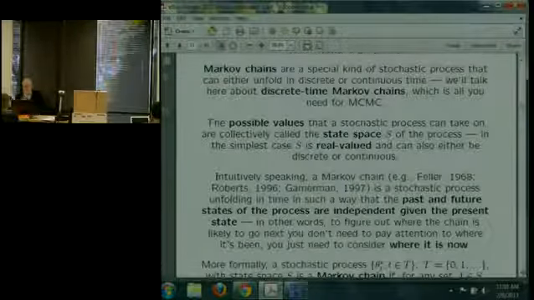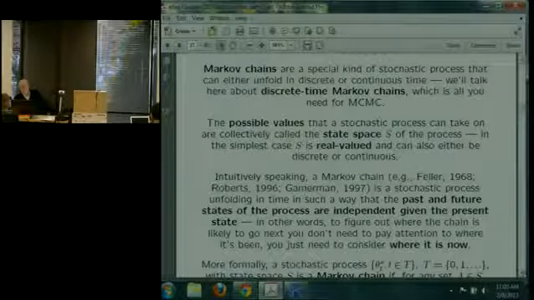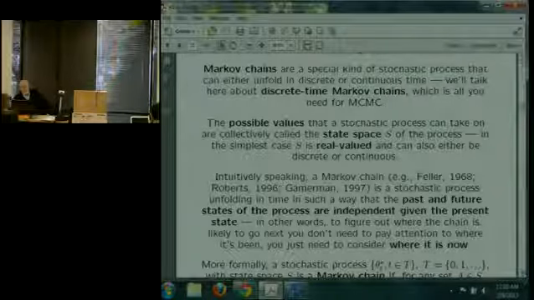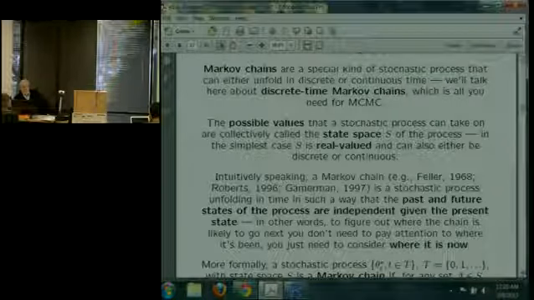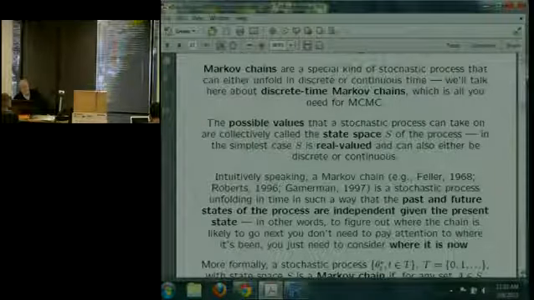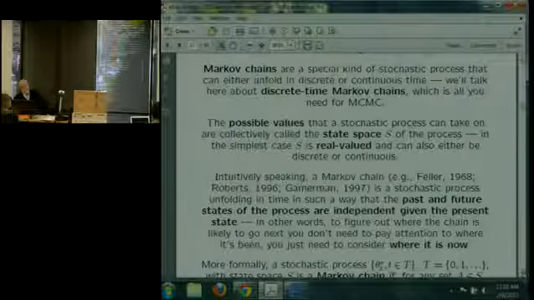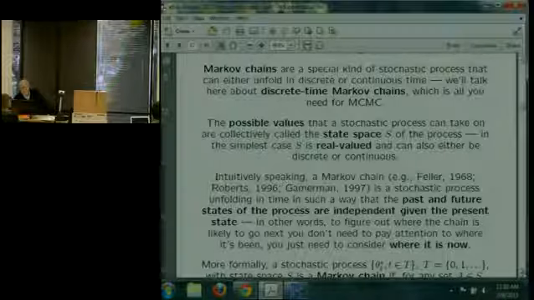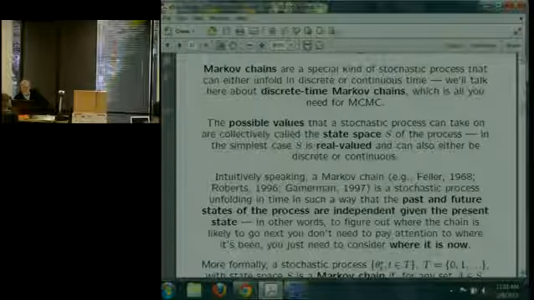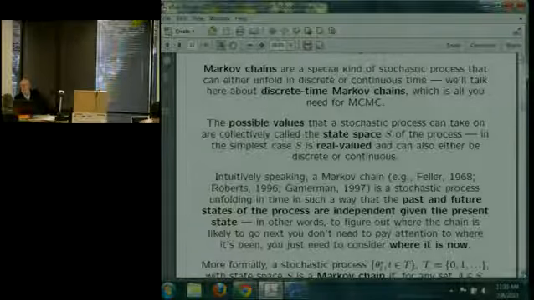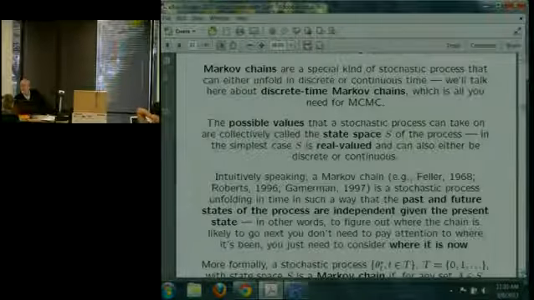A Markov chain is a stochastic process that unfolds in time, and this is a slightly tricky way to say it, but you'll see what I mean. It unfolds in time in such a way that the past and the future states of the process are independent given the present. That's really what's going on with a Markov chain. And all that is a fancy way to say the following thing. To figure out where the chain is likely to go next, you don't need to pay attention to where it's been in the past. All you need to pay attention to is where it is now.